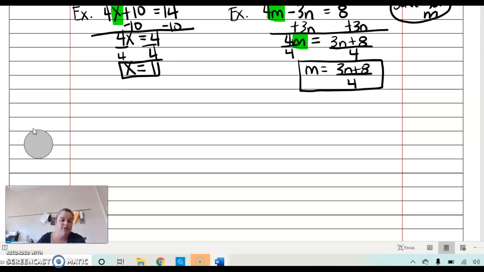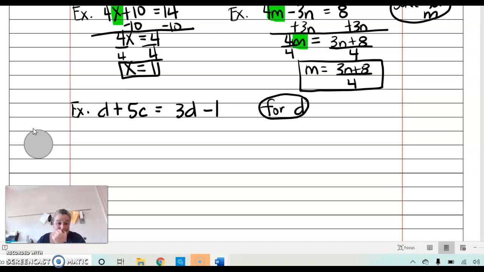Okay, so let's try this one. If I did d plus 5c equals 3d minus 1, and they ask me to solve for d. Okay, in this case, you have d's and c's. We're asked to solve for a d, okay? But our first job is to get all of our d's together. So what I'm going to do here, this is a 1d. There's only one there. So I might move my 1d over to the other side so it's with the other 3. So I'm going to take this 1d away, leaving behind 5c equals, well, you have 3d minus 1d, 2d minus 1.